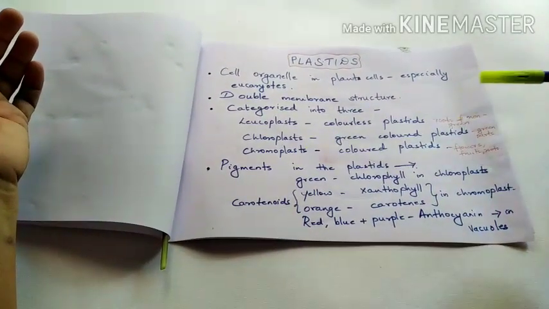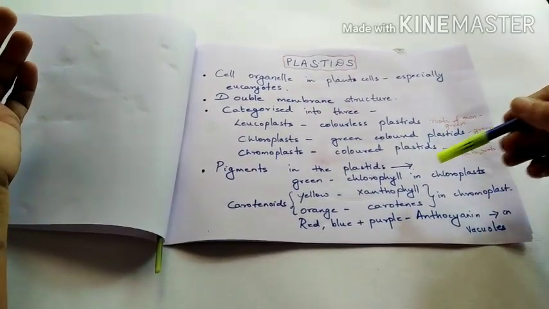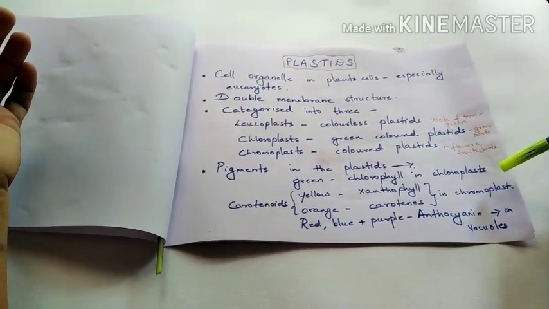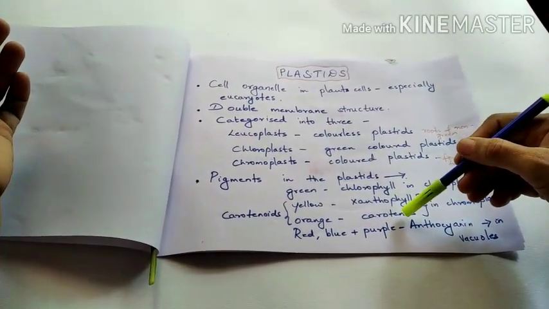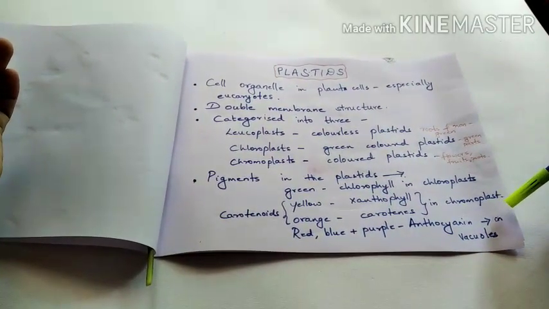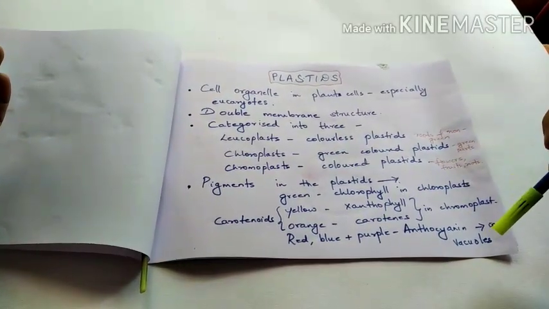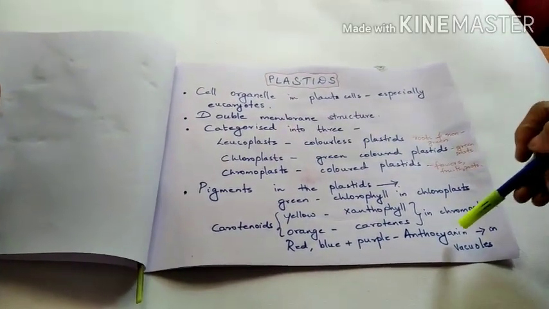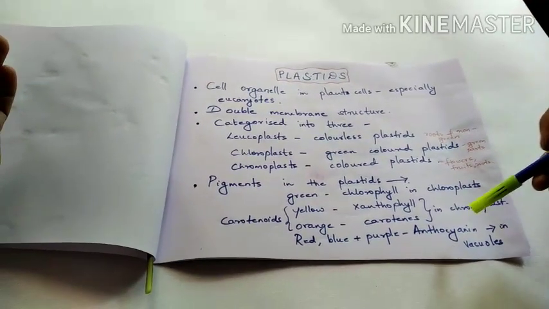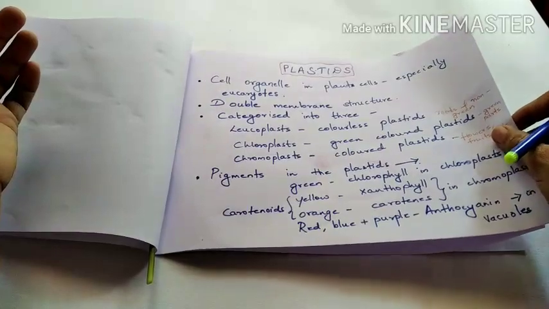The different pigments in the plastids that we normally see are the chlorophyll in chloroplasts, the xanthophyll and carotenes, collectively called carotenoids, found in chromoplasts, whereas the red, blue and purple colored pigments are because of the presence of anthocyanin, the pigment not found in plastids but in vacuoles, which are cell inclusions found in the cytoplasm.